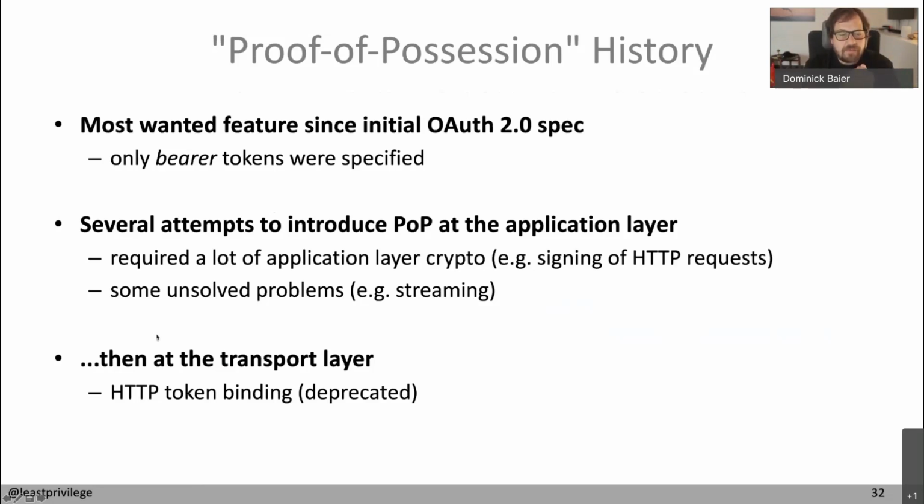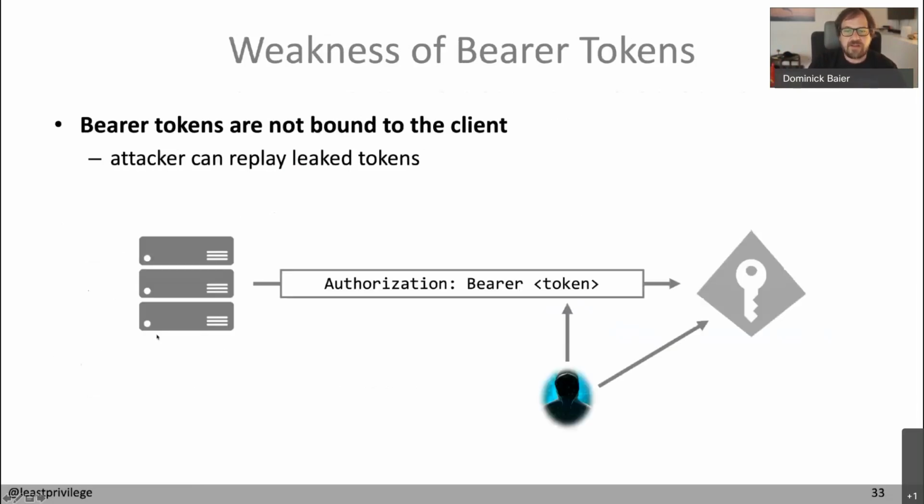Many people thought maybe the transport layer can save us, and there was a spec in the working group called token binding, but that never got a lot of traction. So we were basically back to square one and thought, how can we introduce this proof of possession semantics? Just to summarize, this is the real problem, right? You are sending a token from the client to the API, and an attacker is able to steal that token somehow. Yeah, the attacker can replay the token and impersonate the client.